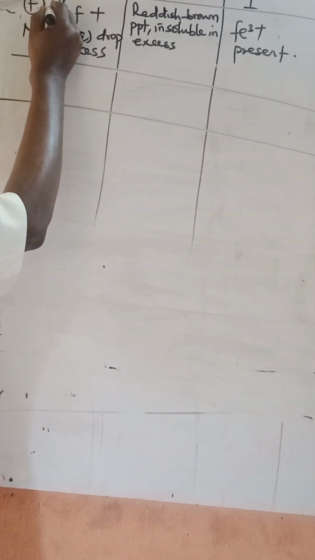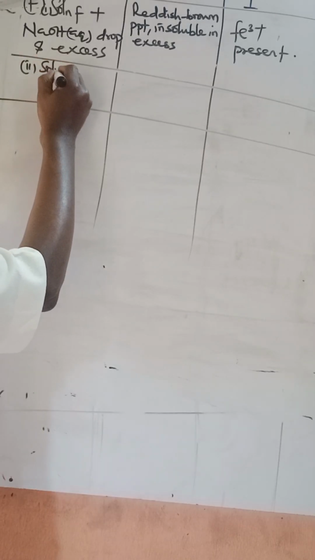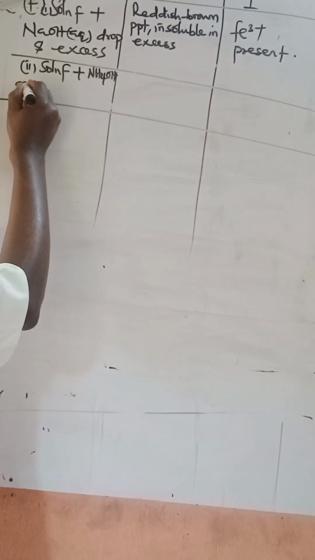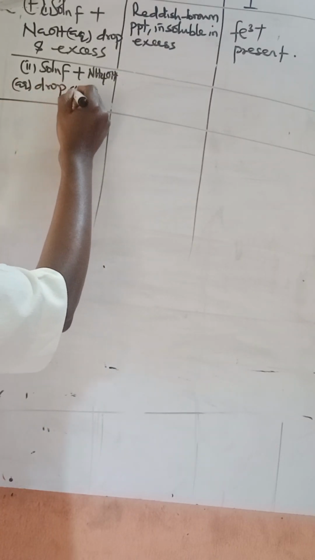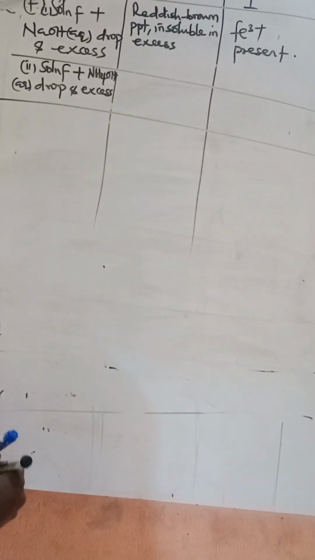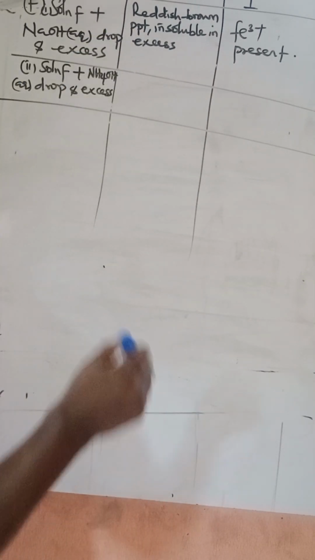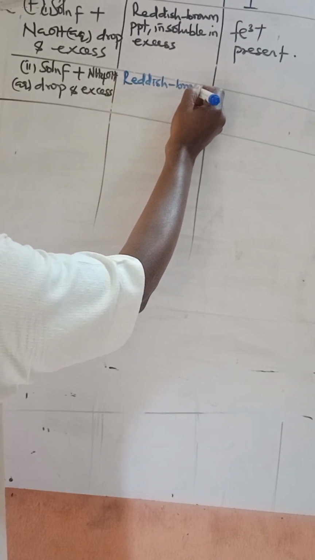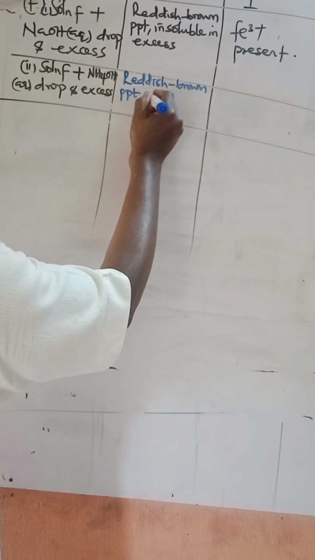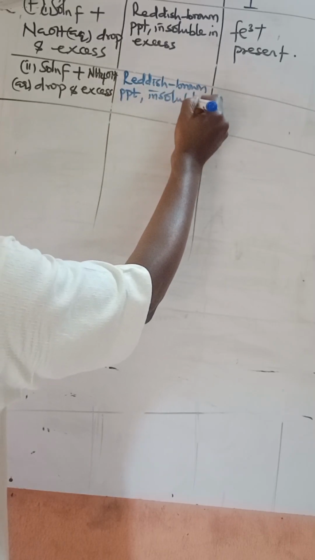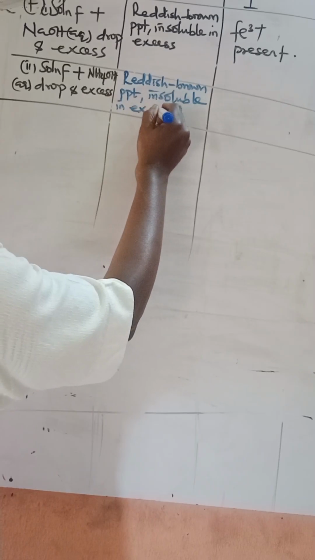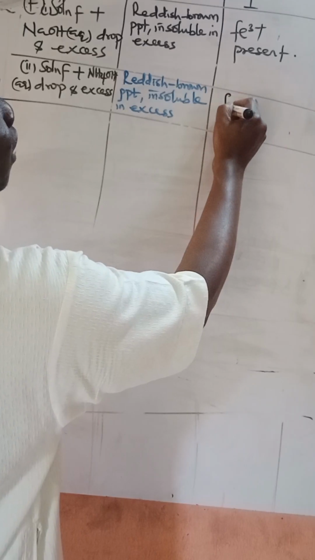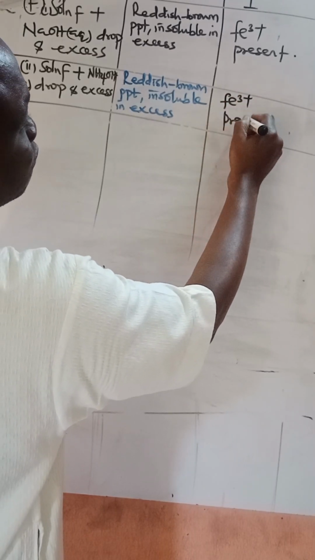Let's say this is 1. 2 is another fresh portion of solution F plus ammonium hydroxide solution dropwise and in excess. The same observation: a reddish brown precipitate, insoluble in excess. Then iron 3 is present.